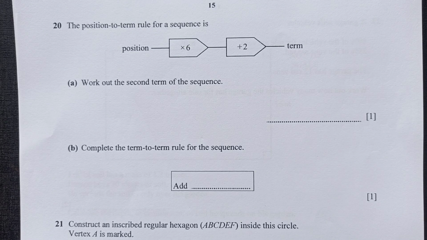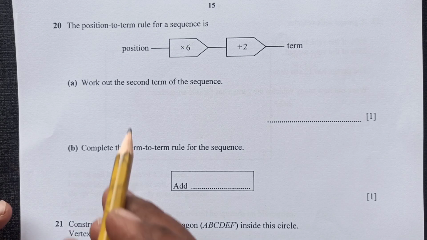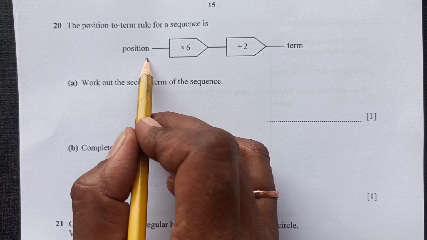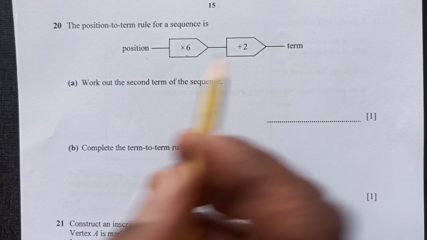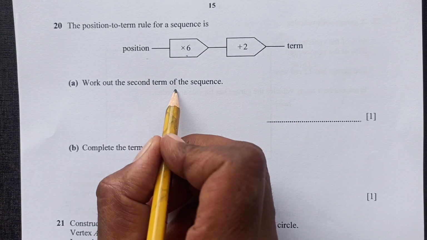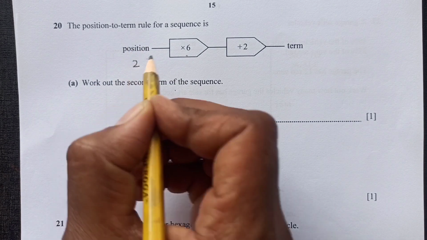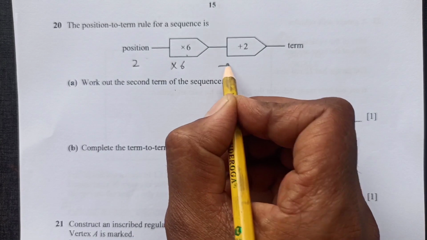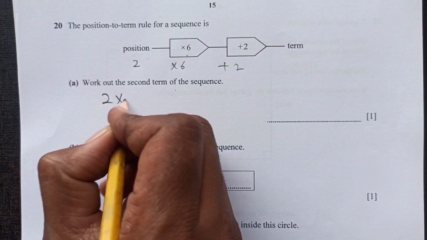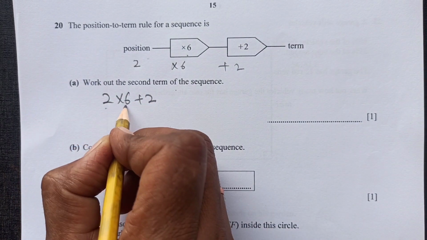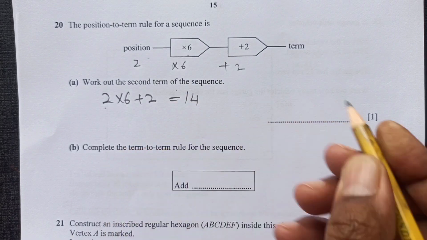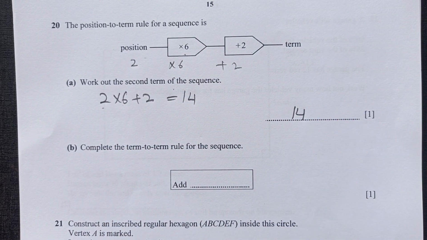Number 20. The position to term rule for a sequence is position times 6 plus 2, then the term. Work out the second term of the sequence. So for the second term, position is 2, times 6 plus 2. 2 times 6 is 12, plus 2 is 14. So this is 14. Right?